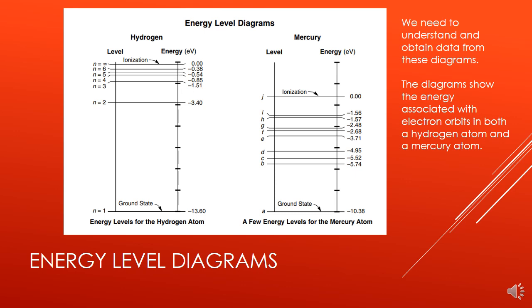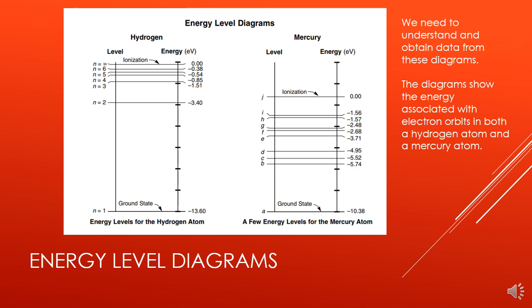To the right, I have a mercury atom. Now this one doesn't say n equals 1, 2, 3. Instead, it has letters. And underneath it, it's captioned a few energy levels for the mercury atom. So I think there are more energy levels that are shown. This is why they're not numbering it. Instead, they're going to letter it. But it's the exact same idea.